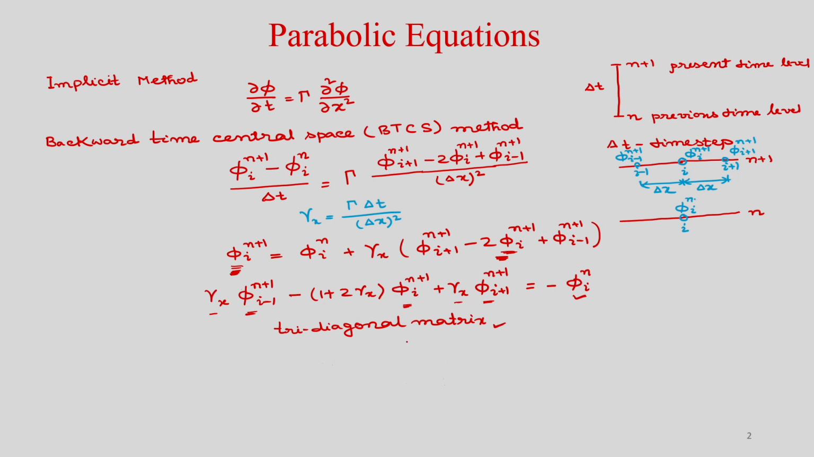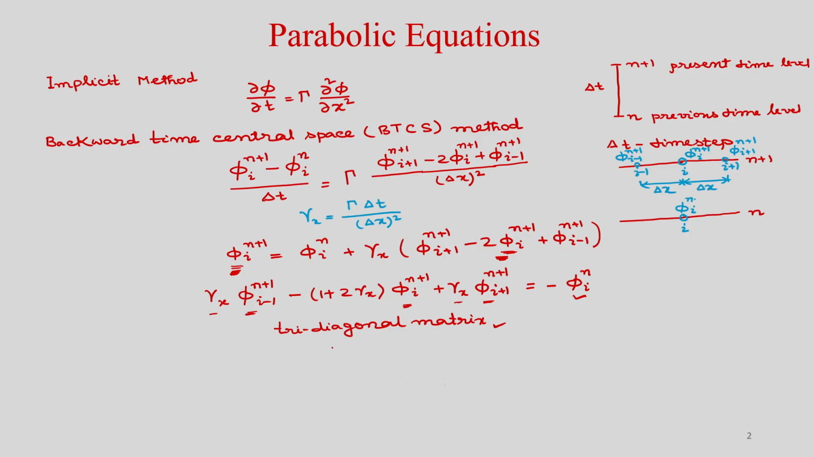If you form a tridiagonal matrix, considering this equation at all grid points, then it is easy to solve using TDMA, tridiagonal matrix algorithm, which is famously known as Thomas algorithm. So, if you see the stability analysis of this finite difference formulation, then the solution is unconditionally stable. So, this is the advantage of this implicit method. It is unconditionally stable. So, that we will show later.